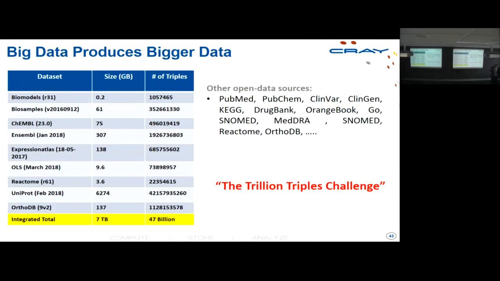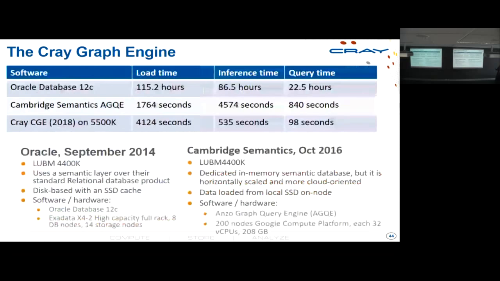And so, just to compare ourselves and how we beat everybody else, if you did the same thing on Oracle, your load time for the data set alone would take you about 115 hours. It takes us 22 hours on our system. Our closest competitor in terms of the query engine, the ease of use, is Cambridge Semantics. They take just as long for loading.